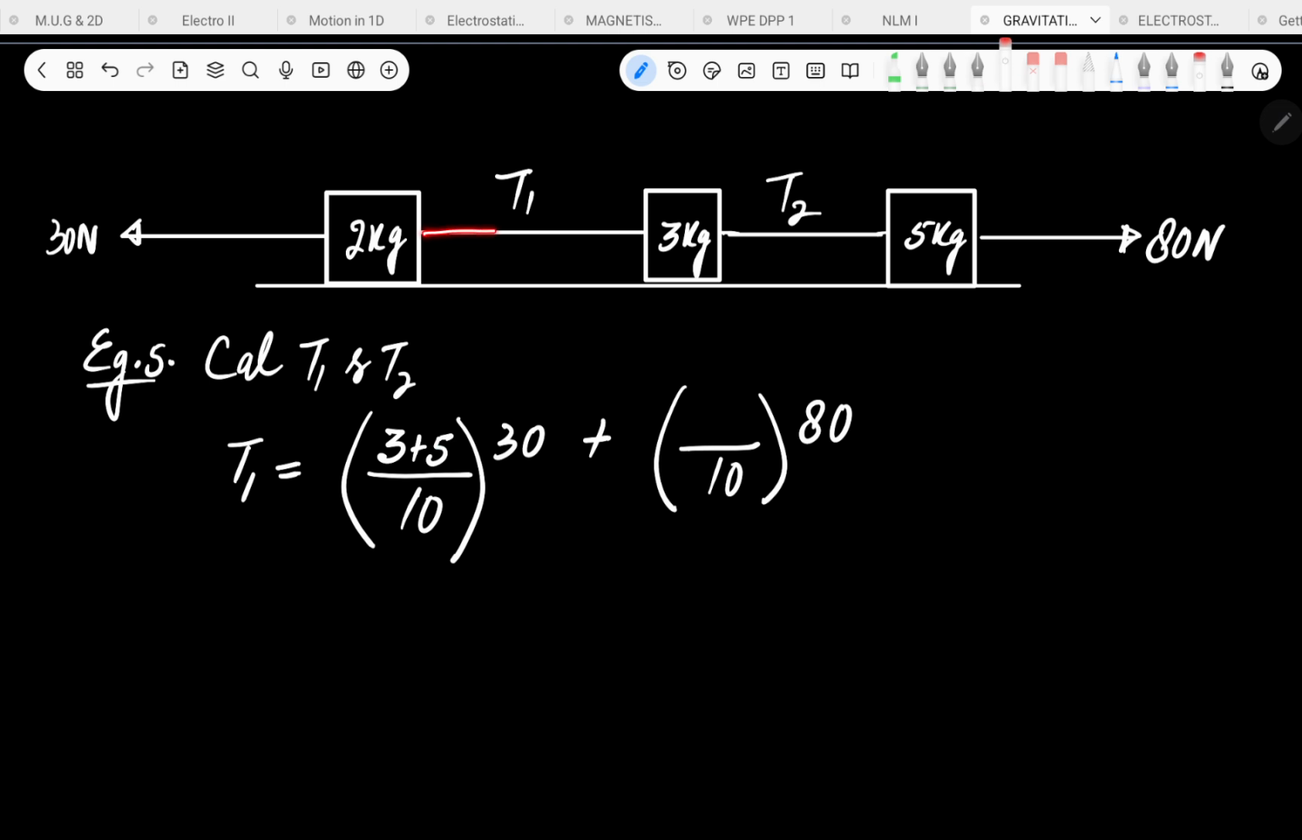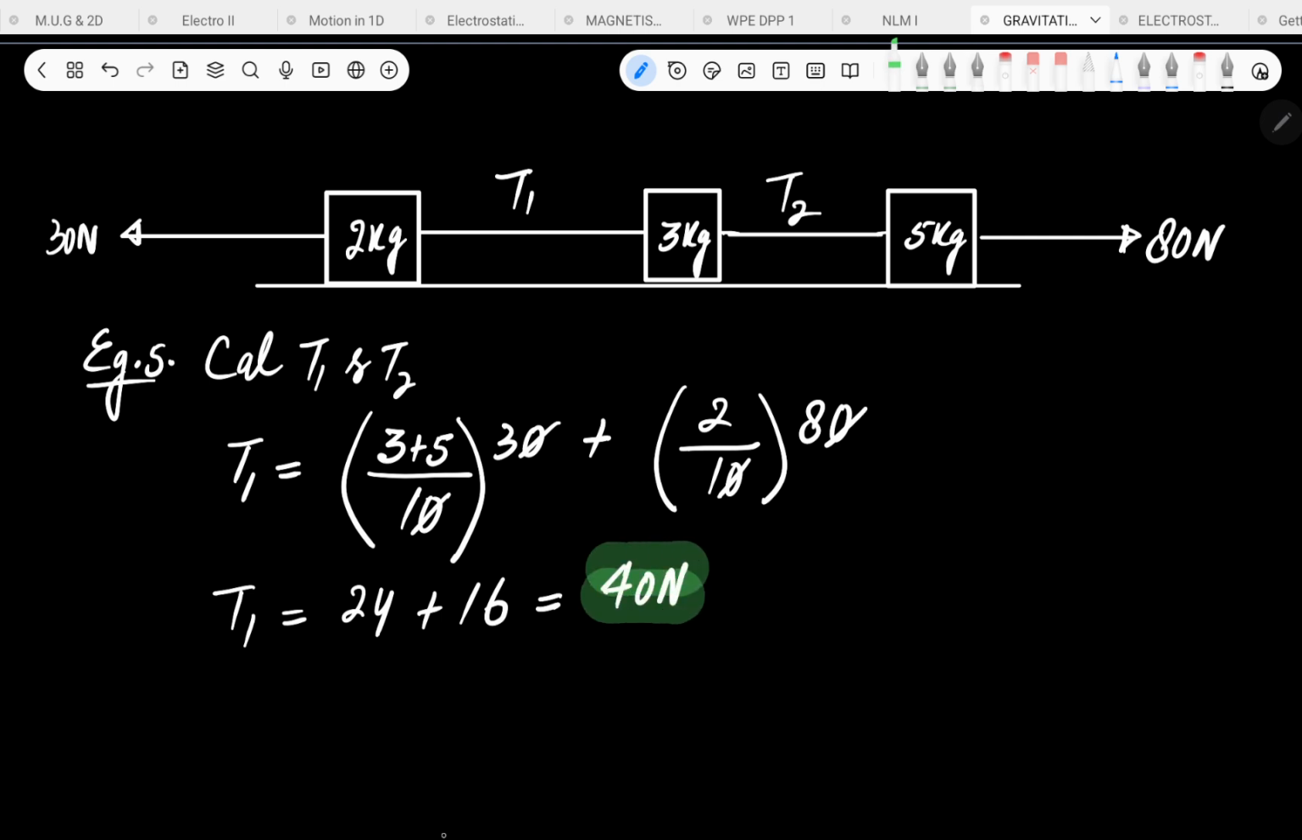Again, we have to calculate tension T1, and this 80 Newton is the external force. For this 80 Newton, the mass away is 2 kg. That is what I am going to write down here. So this is 2 kg. This and this will cancel. 3 plus 5 equals to 8. 8 into 3 is 24, plus this and this will cancel. 2 into 8 is 16. 24 plus 16 comes out to be exactly what? 40 Newton. So this is tension in the first string, that is tension T1.